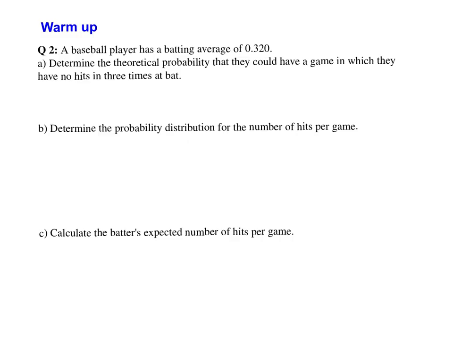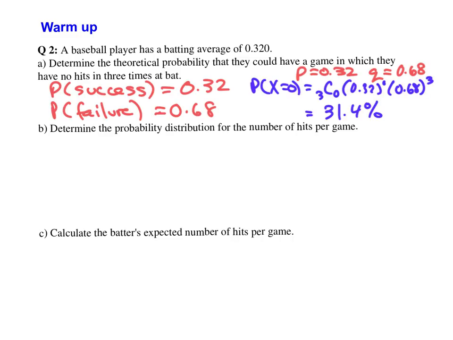Next warm-up question. A baseball player has a batting average of .320. Determine the theoretical probability that they could have a game in which they have no hits in 3 times at bat. So let's think about that. Our success is 0.32, or P, and our Q is 0.68, or a failure. So the probability that they will have no hits in their first 3 times at bat is the probability that X equals 0, which is 31.4%.